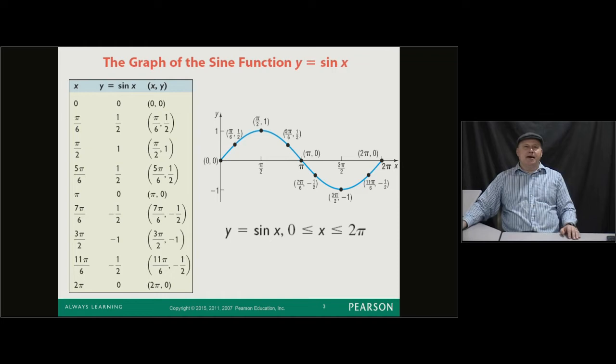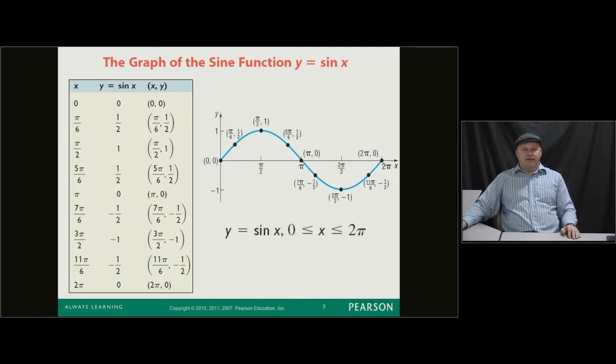Another key point is at pi over 2: pi over 2 comma 1. Sine of pi over 2 is 1, so you go over to the right pi over 2, up 1. Another key point is at pi, and the sine of pi equals 0, so it goes back to 0 again. Another key point is at 3 pi over 2. Sine of 3 pi over 2 is negative 1, so we have an ordered pair at 3 pi over 2 comma negative 1. And then at 2 pi, we go back to 0, and that's 1 revolution around the circle.